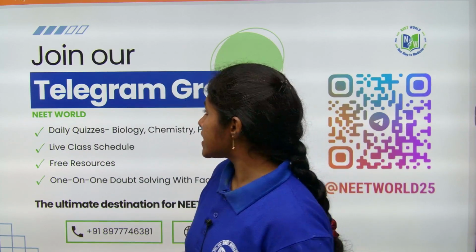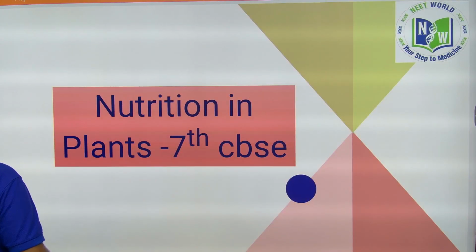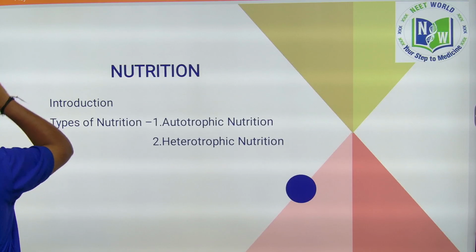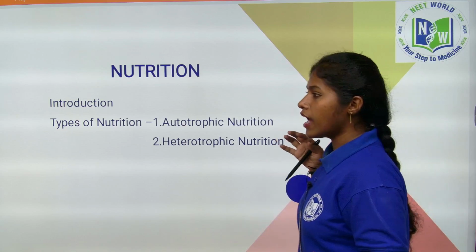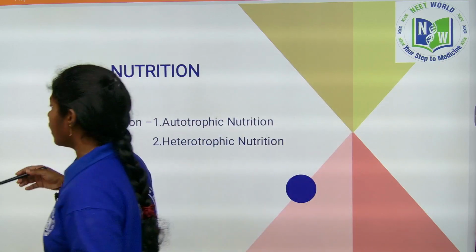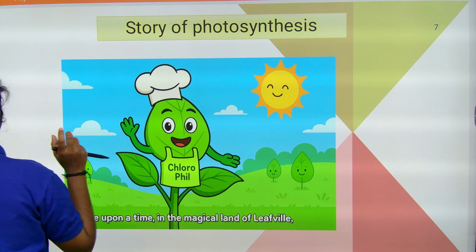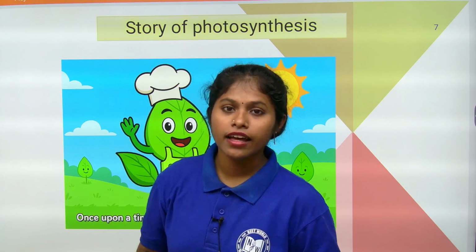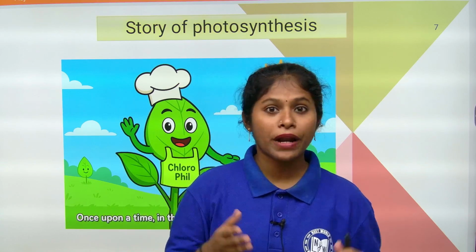Okay, so let's see today's session, children. We are discussing the 7th CBSE nutrition topic, right? So how many modes of nutrition, children? There are 2 types of nutrition, autotrophic nutrition and heterotrophic nutrition, right? So yesterday we discussed the story of photosynthesis from autotrophic nutrition. What is a good example of autotrophic nutrition, children? Nothing but plants. Plants are universal food providers, right? And they are also primary producers.